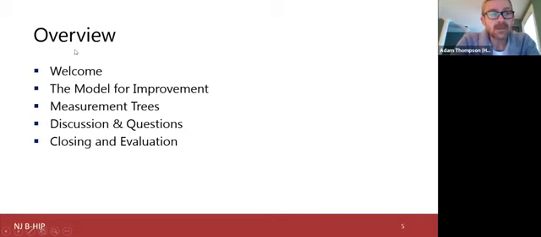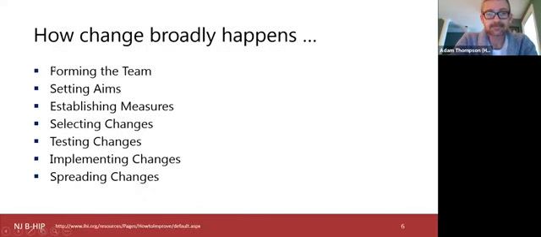Our agenda for today, we had our welcome. We'll move into the model for improvement, then measurement trees, and we've left about 20 minutes at the end, maybe a little bit more, for the discussion section, so that we can really walk through any questions you may have related to how these ideas and these models may apply in your environment. Then we'll close, and we have a brief evaluation that we'll give you the link for, or we're so technological now, we have QR codes. I don't even know how that works, but there are people on the team that do, and they have figured it out for us. So we'll be able to have you evaluate using multiple methods.